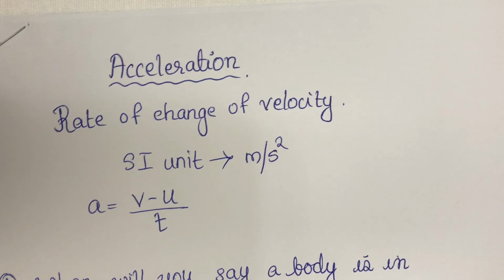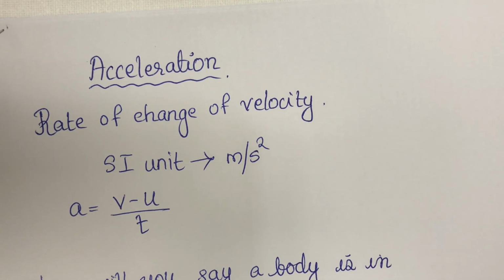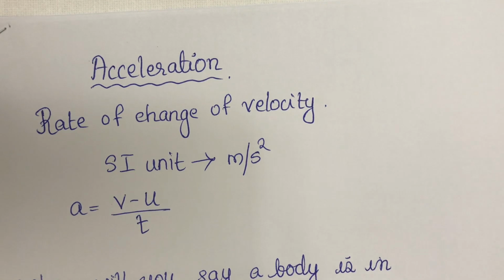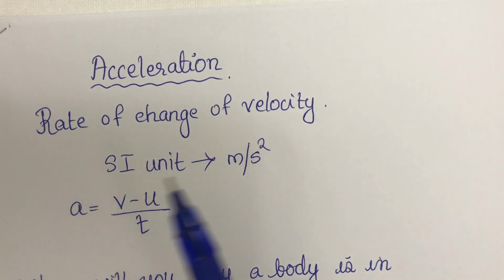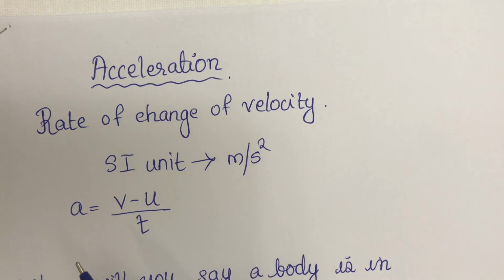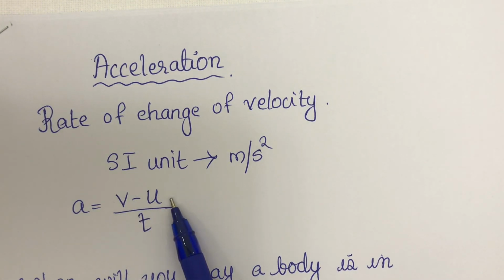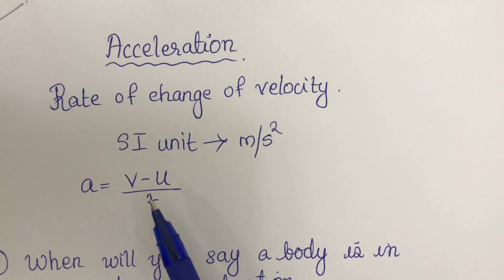Okay, so let's start with a little recap of what we have studied in the previous videos, that is about acceleration. Acceleration is rate of change of velocity, right? That is, if we increase or decrease the velocity with time, it is called acceleration. The rate of change of velocity with time is the acceleration. So the formula is what? Acceleration is change in velocity, that is final velocity minus initial velocity divided by time.